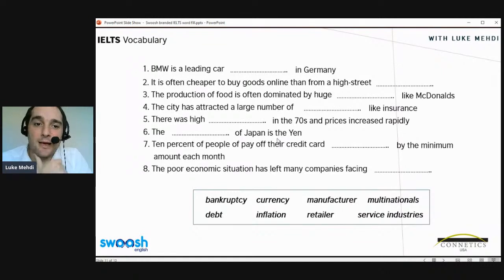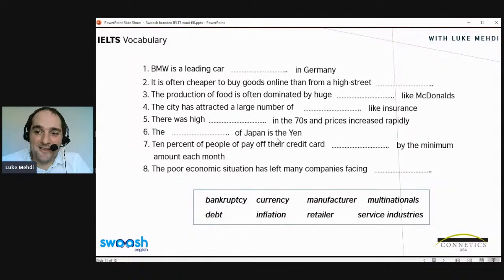So number 1, BMW is a leading car... What? Very good, Mohammed. Very good. So number 1, Mohammed has got manufacturer. Absolutely. They make cars in large quantities. Any ideas for number 2?